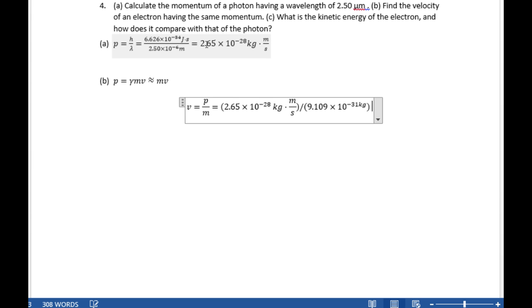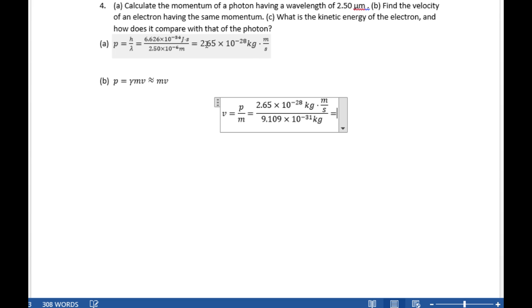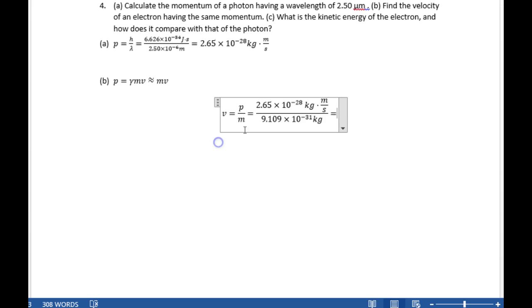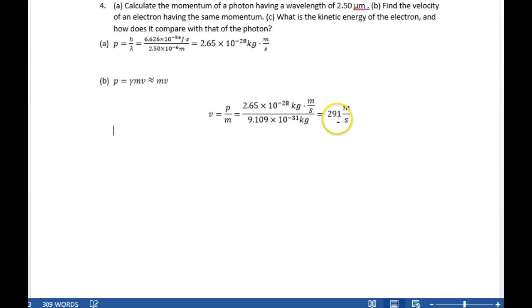Well, that looks silly. Okay, so let's find out what this is. 9.109 e minus 31 kilograms. So we got a velocity of this momentum divided by this mass, 291 meters per second. This tells us this is by no means relativistic.